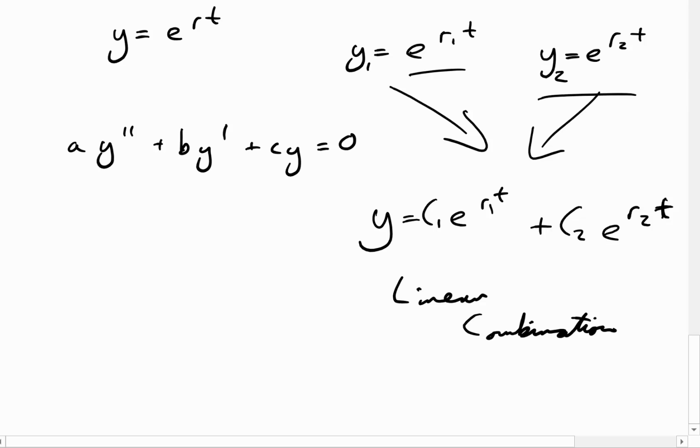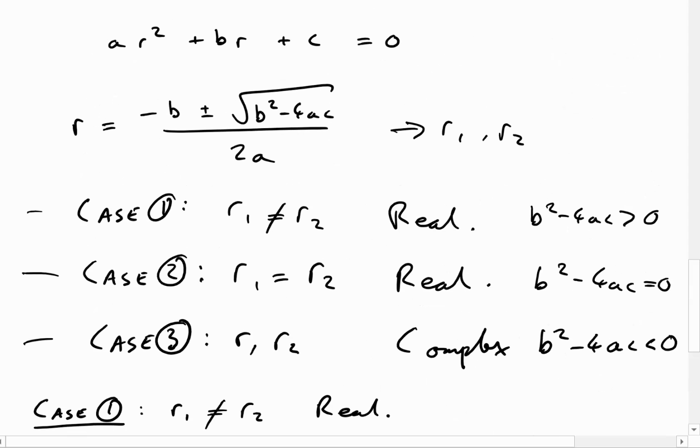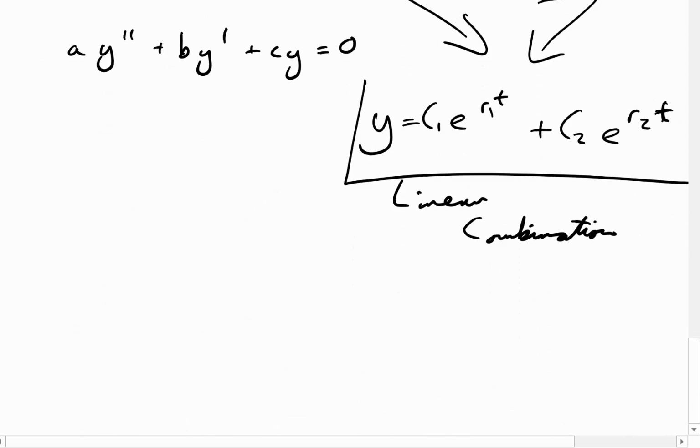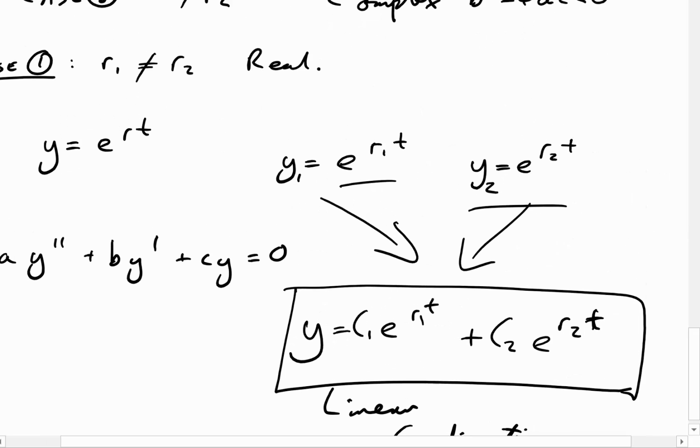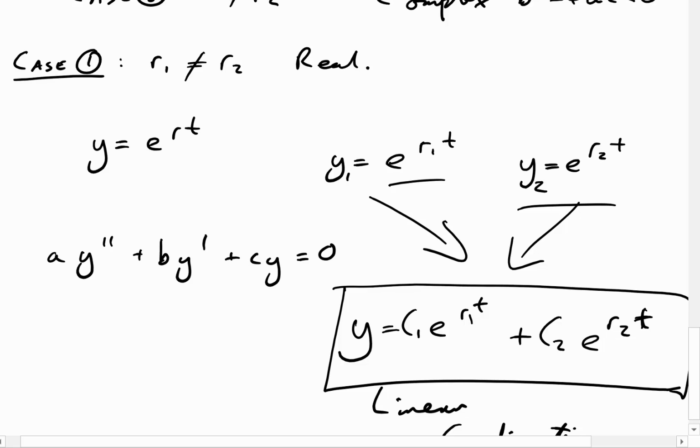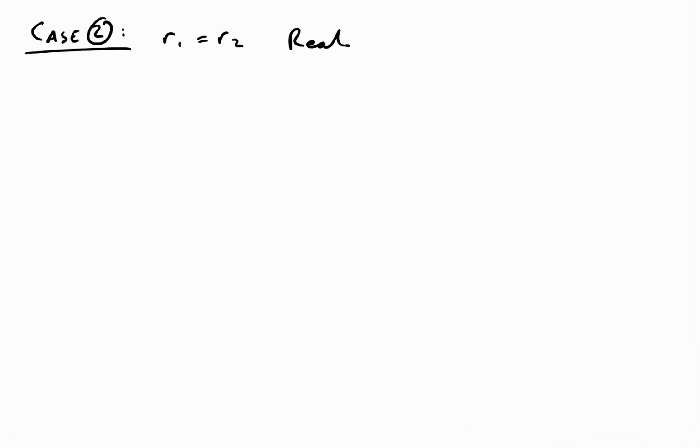So this is the general form when we have two distinct real roots. So we look for something like that. Let's look at now case 2. Case 2 is when the two roots are equal. So they're equal roots. In other words, they're the same thing.